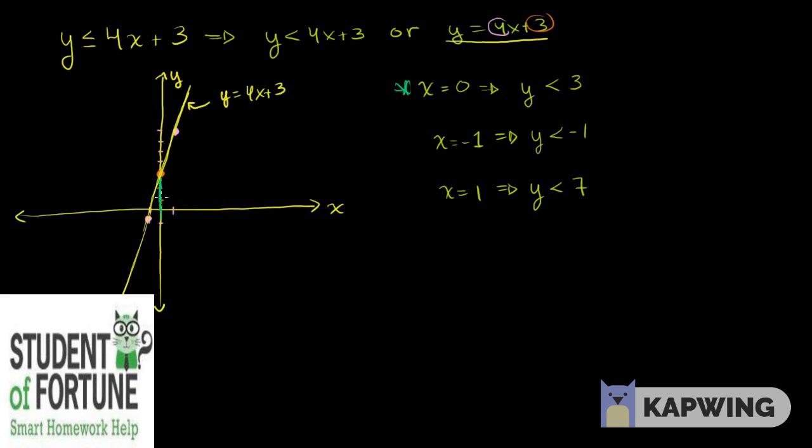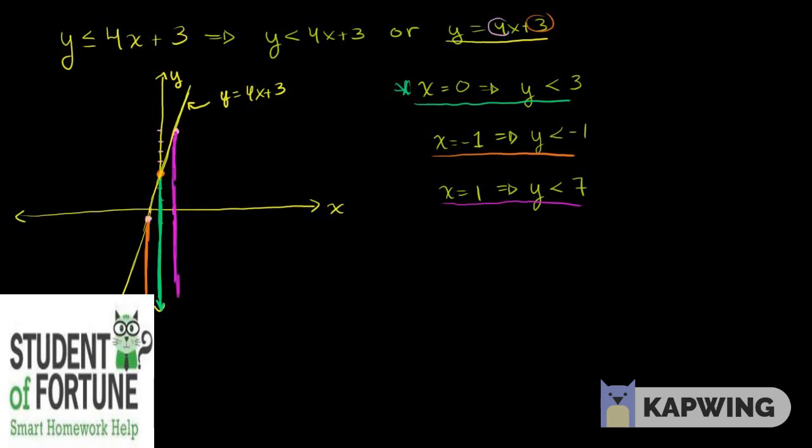So it's all of these points here that I'm shading in green that satisfy that. If I look at this one over here, when x is negative 1, y is less than negative 1. So y has to be all of these points down here. When x is equal to 1, y is less than 7. So it's all of these points down here.